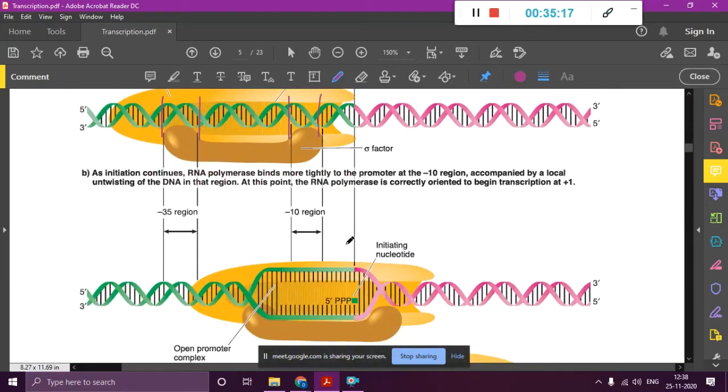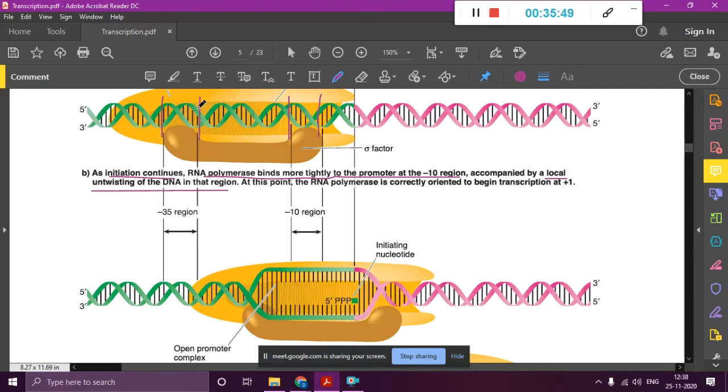So let's go to the next picture. As initiation continues, RNA polymerase binds more tightly to the promoter at the -10 region, accompanied by a local untwisting of the DNA at that region.